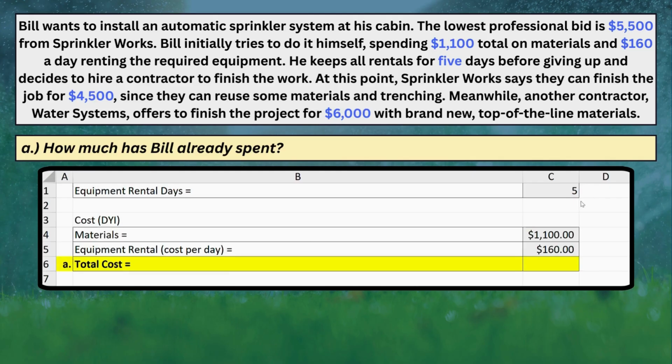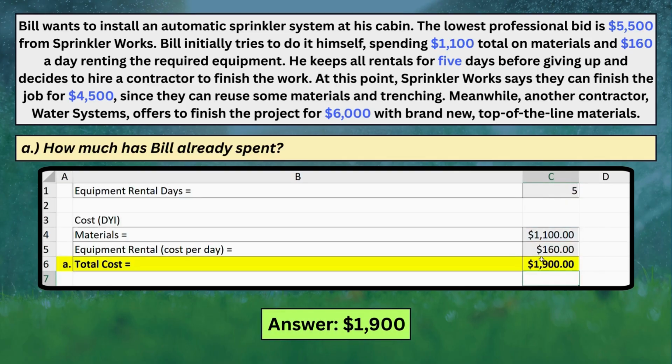This includes the 5 days that Bill rented equipment for, the total cost of materials, and the daily cost of renting all the equipment. We can find how much Bill has spent by adding all cost Bill incurred during the 5 days he tackled the project himself. To do this in Excel, we will type in the following formula: equals C4 plus C5 times C1. This multiplies the rental rate by the 5 days and adds them with the total material cost, resulting in $1,900.